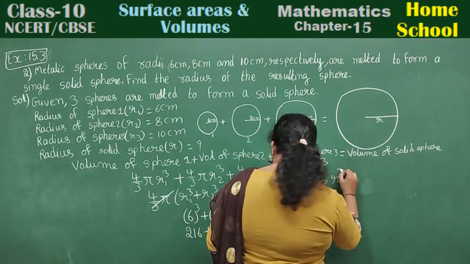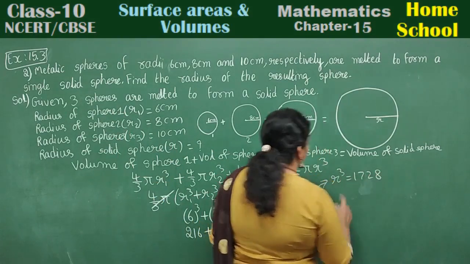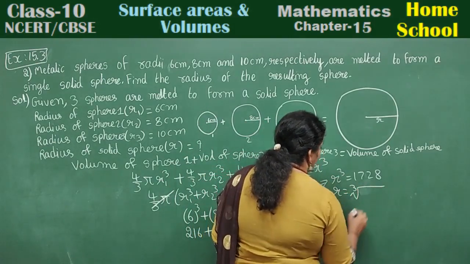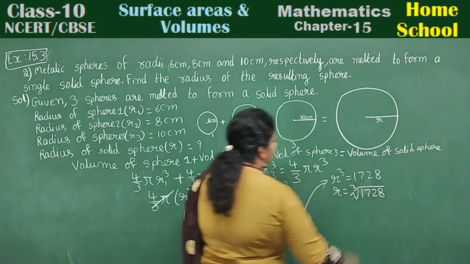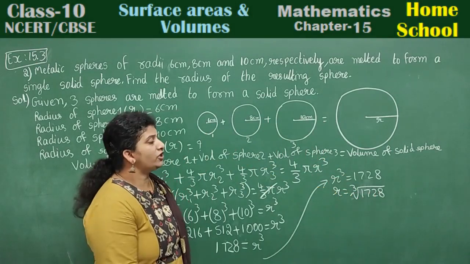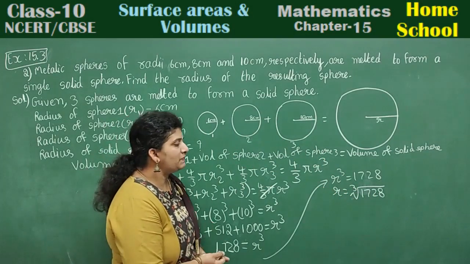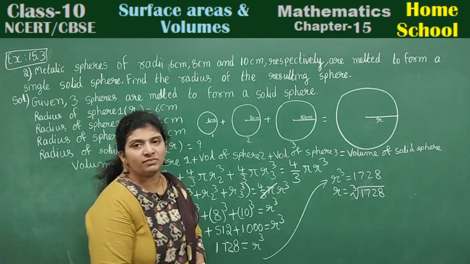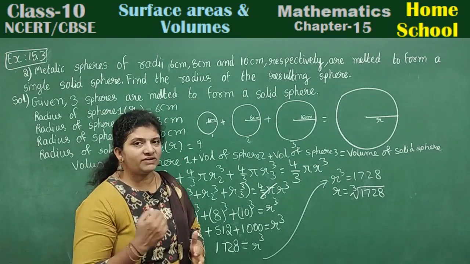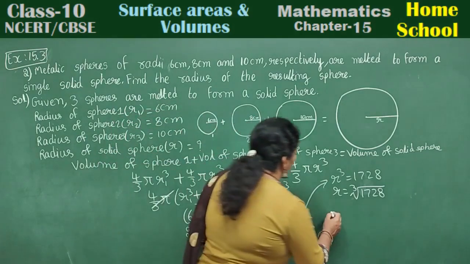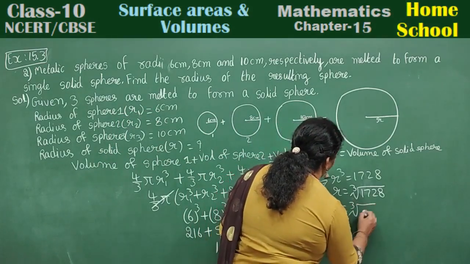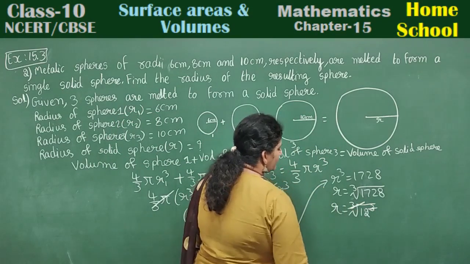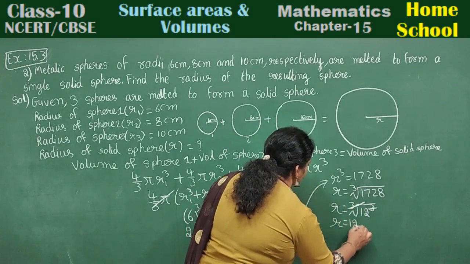R cube is equal to 1728. Remove this cube. When we remove this, apply other side, cube root. Cube root of 1728. Find out the cube root. How much it might be? 12 12s are 144. 144 12s are, it will be 1728. If you want, you can please check it out. Now, R is equal to cube root of 12 cube. Now, cube and cube root will be cancelled. R is equal to 12.